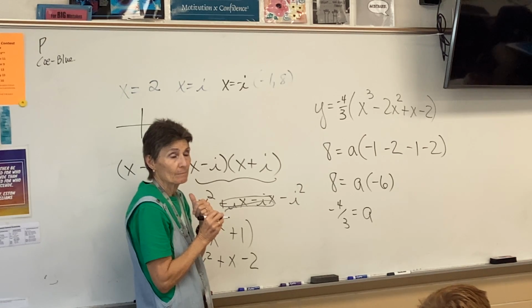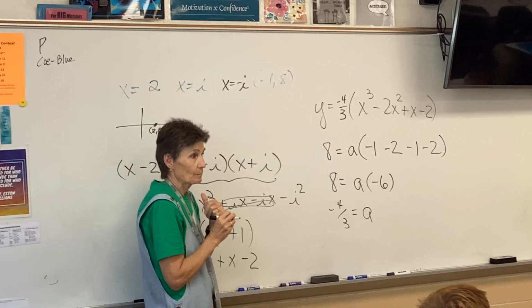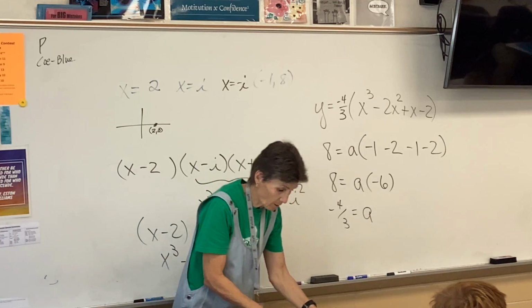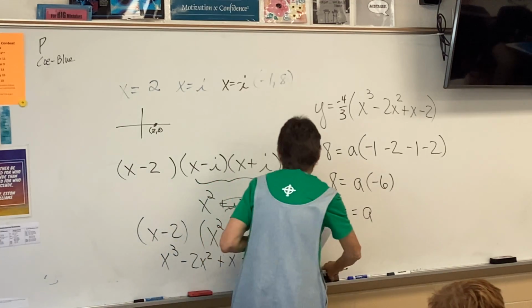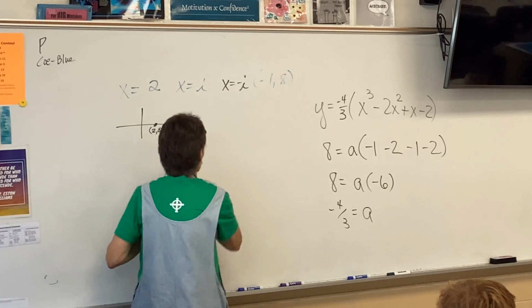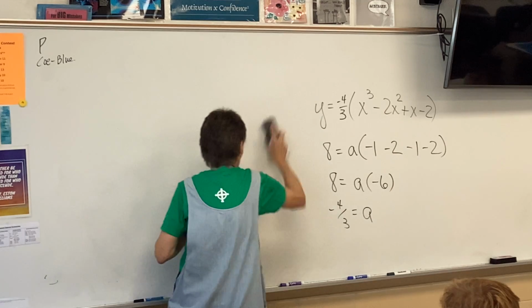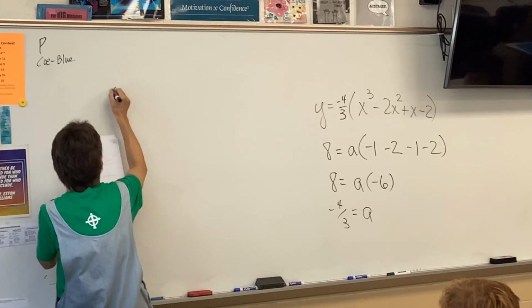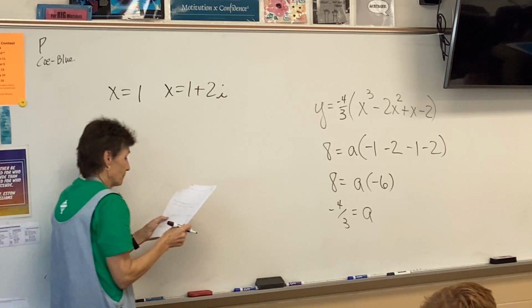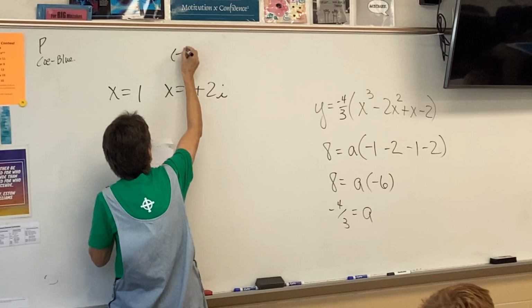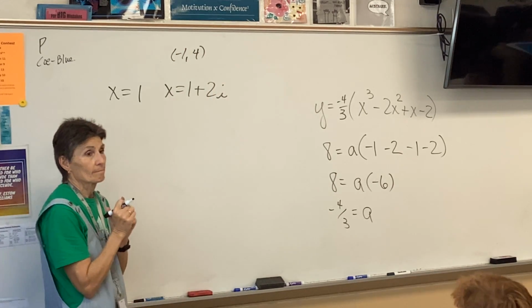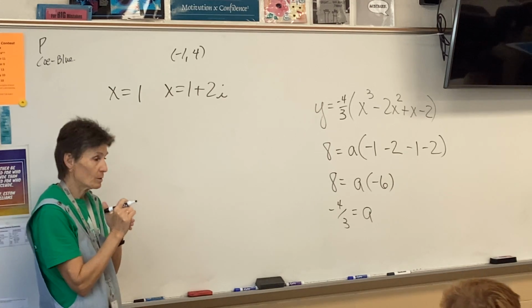Okay? All right with that? There's one more like that. This one's going to be the same thing, but it's going to involve a little bit more arithmetic. Zeros are 1 and 1 plus 2i. And it contains negative 1. Okay, what do you want to do?